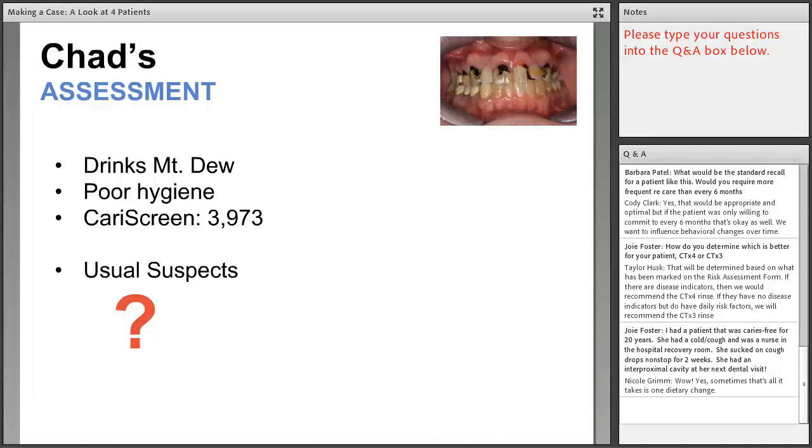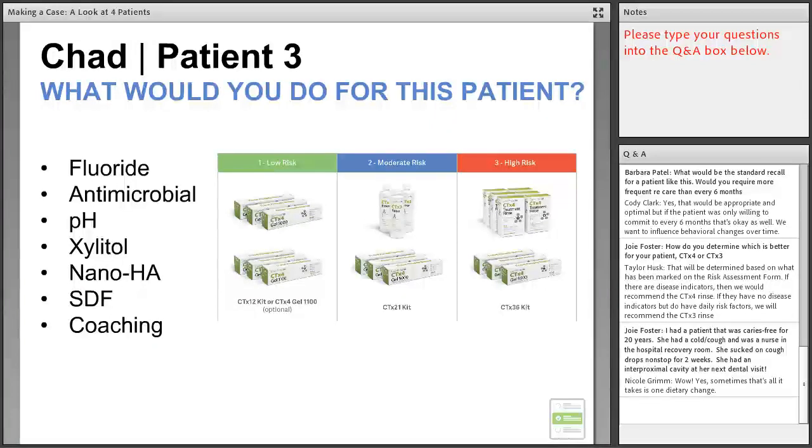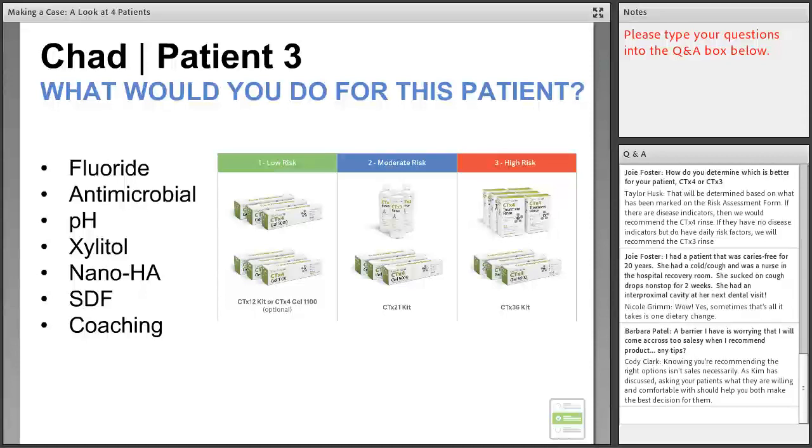And then his hygiene is poor. So his Caries screen score was high. He notices a plaque buildup. So again, when we talk about this, he's got a diet and biofilm. So if you follow that assessment, you're right on. What would you do for Chad? So he's high risk.